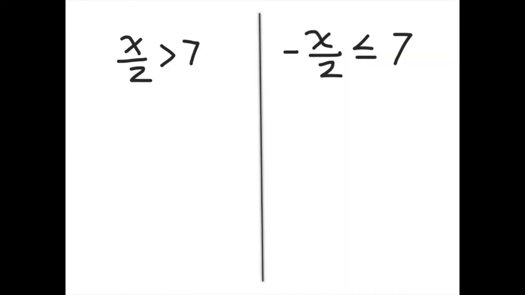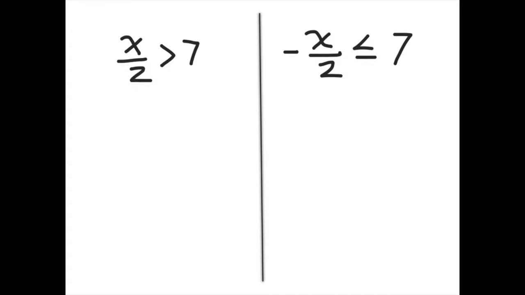The two inequalities that we need to solve now are x over 2 is greater than 7 and negative x over 2 is less or equal than 7. So we're going to start with the one on the left. And the important thing right here is to look at this 2 and understand that this 2 is dividing.